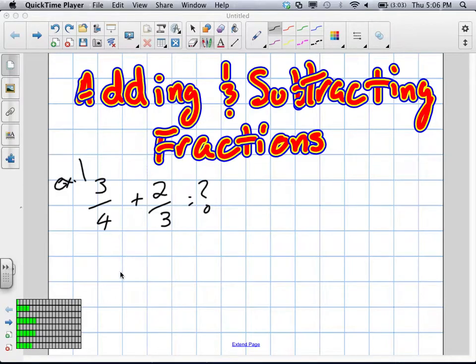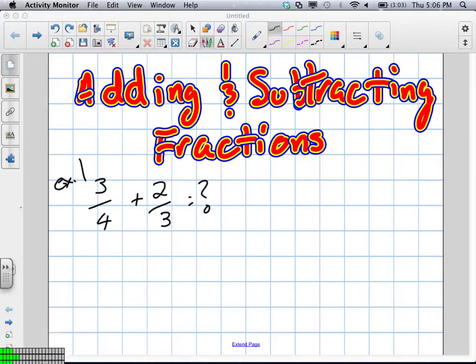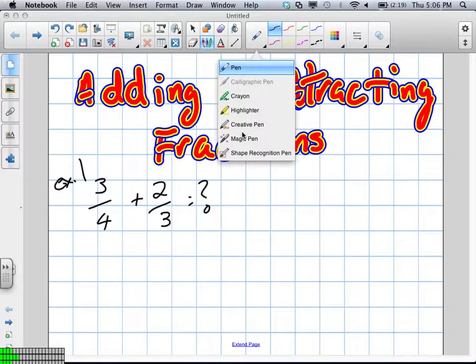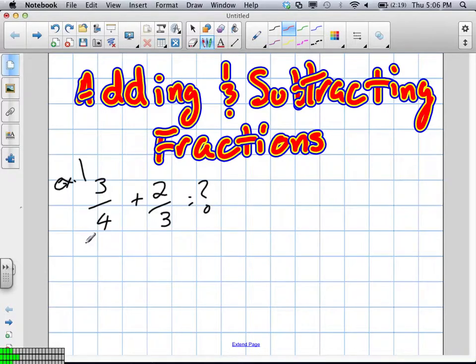Okay, so we're doing adding and subtracting fractions here. Now, in this question, what we have to do is find a common denominator when adding and subtracting fractions. What that means is there are two parts to a fraction. The bottom is the denominator. The top of the fraction is called the numerator.